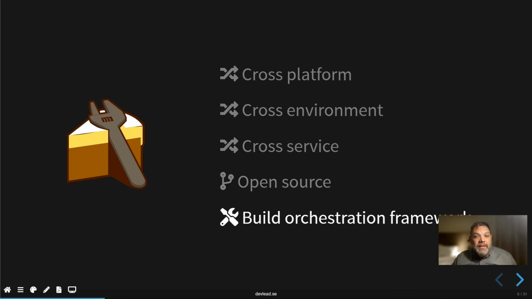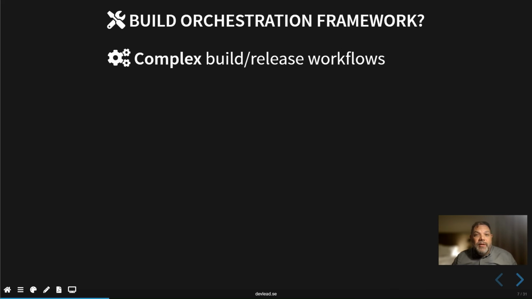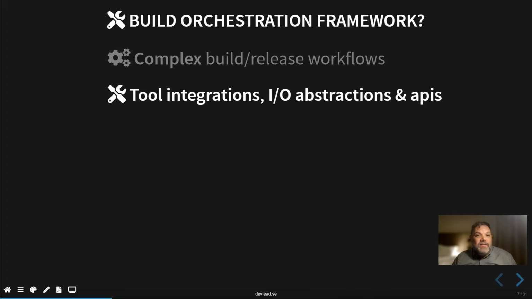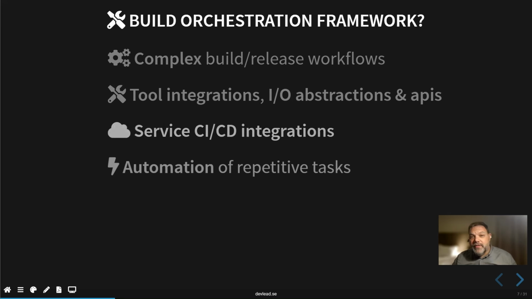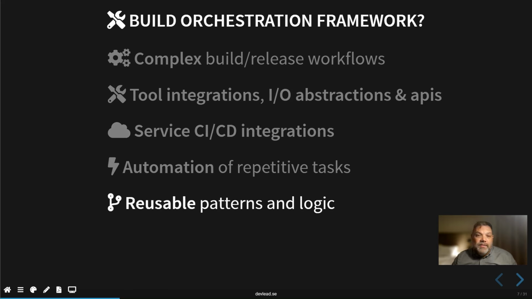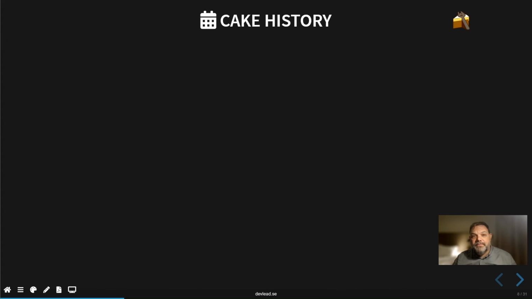And also, it's a build orchestration framework. So what's a build orchestration framework? It's something that can make it easier to have complex build and release workflows. It has tools integrations, IO abstractions, and APIs. It has built-in integrations for working with CI/CD services. It makes it easy to automate repetitive tasks, and it makes it easy to have reusable patterns and logic. And foremost, it's a C# code-based language. So you have a strongly typed language that you work with, the language you already know if you're using .NET.